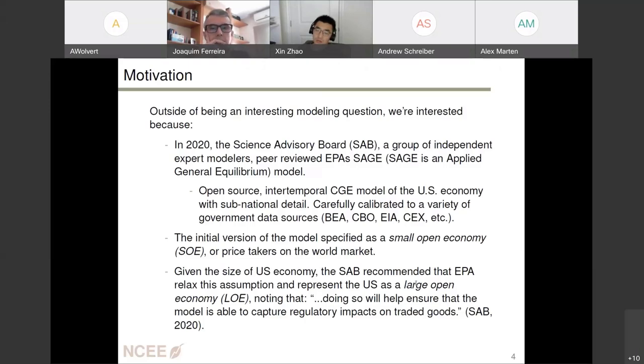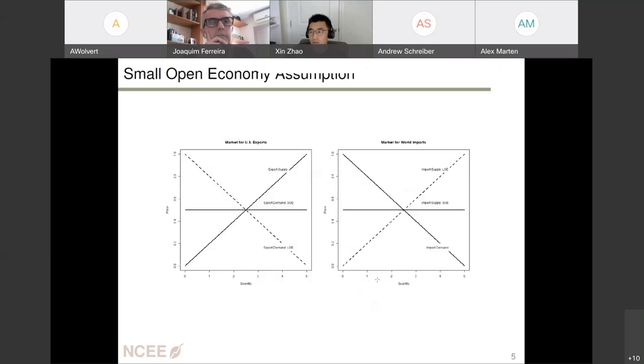But given the size of the US economy, the SAB recommended that EPA relax this assumption and represent the US as a large open economy, noting that doing so will ensure that the model is able to capture the regulatory impacts on traded goods. Next slide.